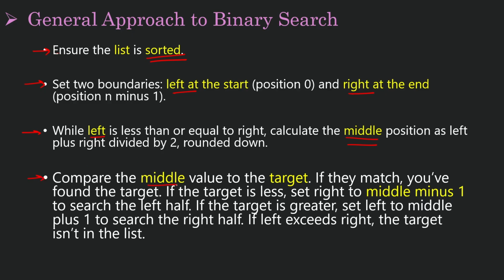If they match, you found the target. If the target is less, set right to middle -1 to search the left half. If the target is greater, set left to middle +1 to search the right half. If left exceeds right, the target isn't in the list. This process works for any sorted list and any target, making binary search a versatile tool.